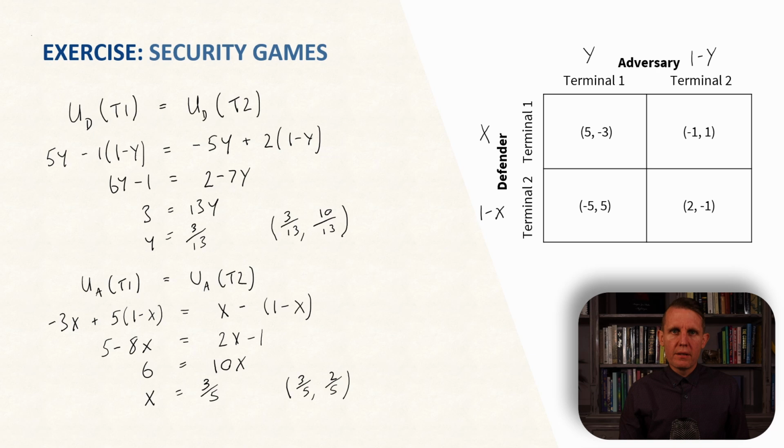So the Nash equilibrium of this game would be the strategy profile where the adversary attacks terminal 1 with probability 3/13 and terminal 2 with 10/13, and the defender defends terminal 1 with probability 3/5 and terminal 2 with 2/5. These two strategies that make up the equilibrium are the two strategies that make each player indifferent to the actions of the other.